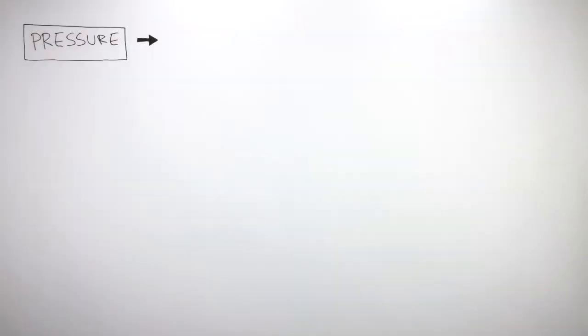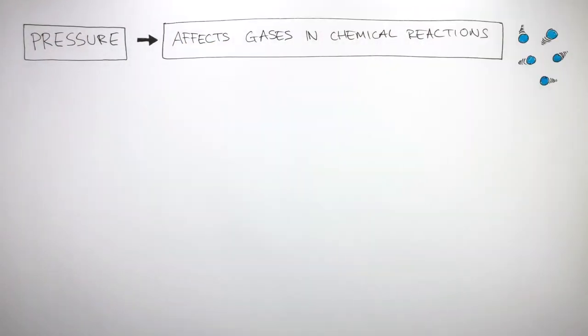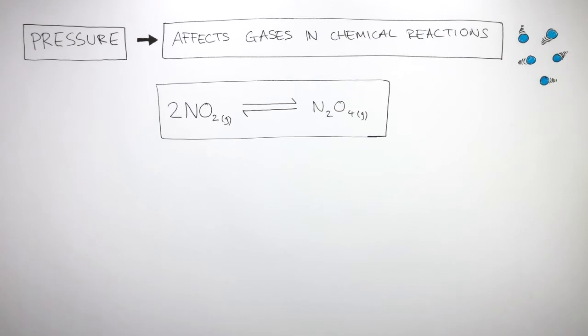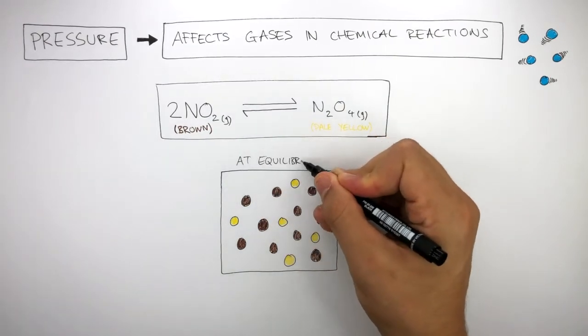So, pressure only affects gases in chemical reactions. For example, in this chemical reaction, NO2 is a brown gas and N2O4 is a pale yellow gas. So this sealed container contains the brown NO2 gas and the pale yellow N2O4 gas. And currently the reaction is at equilibrium.